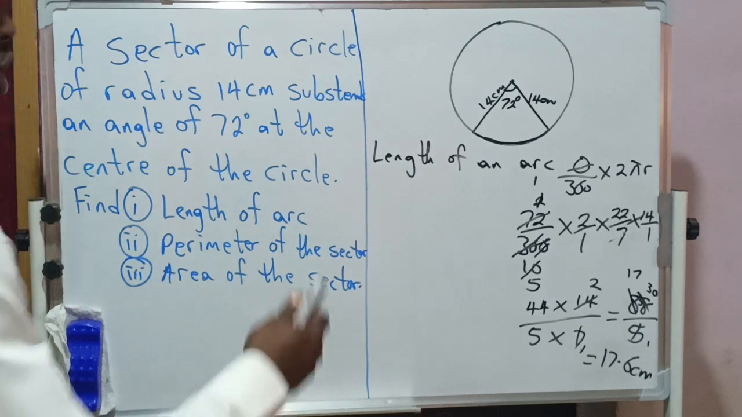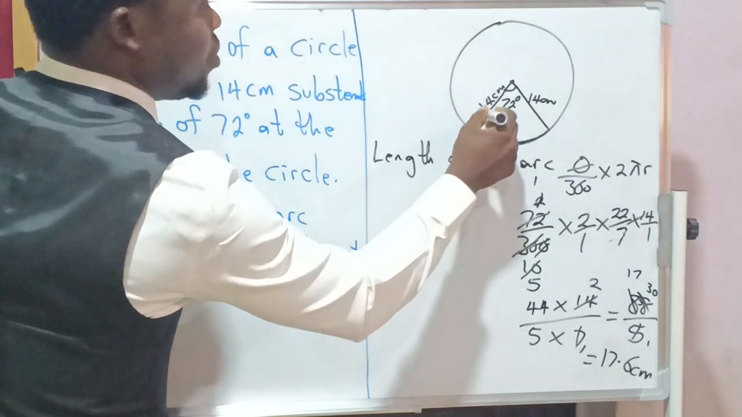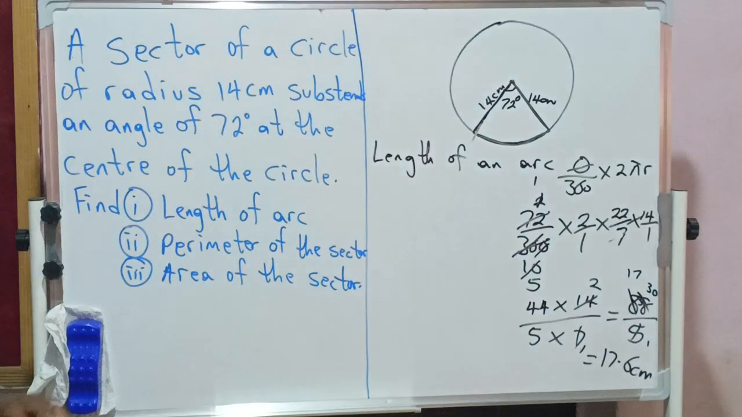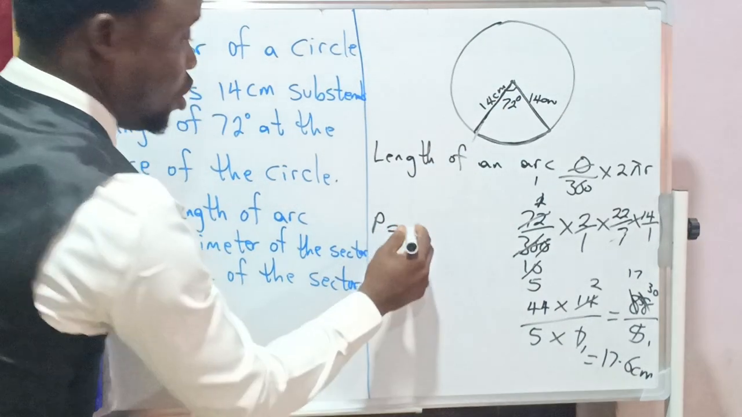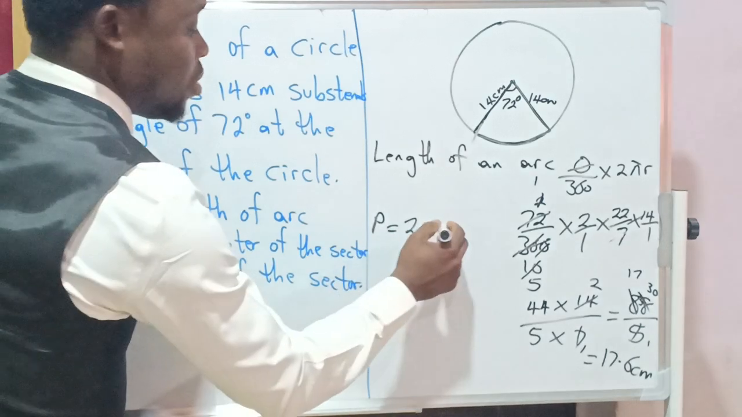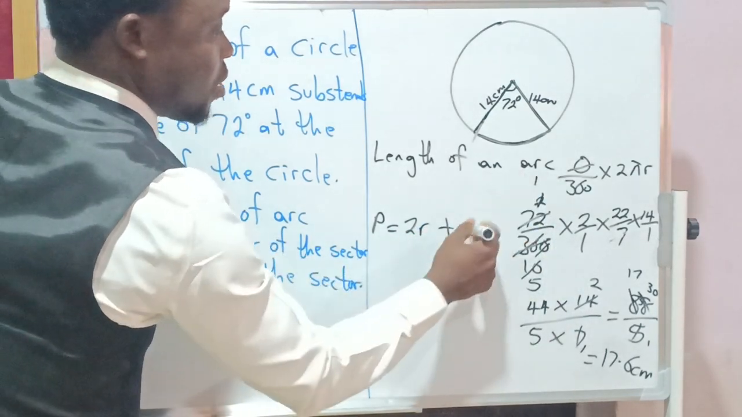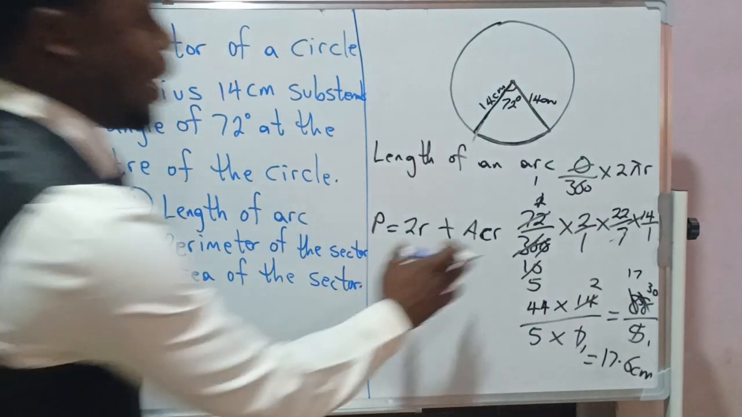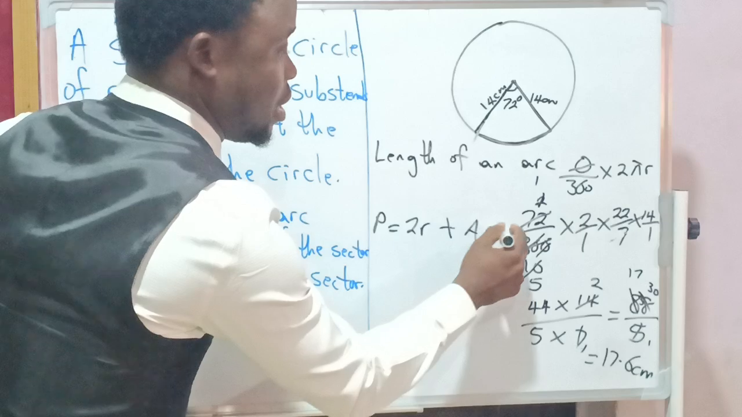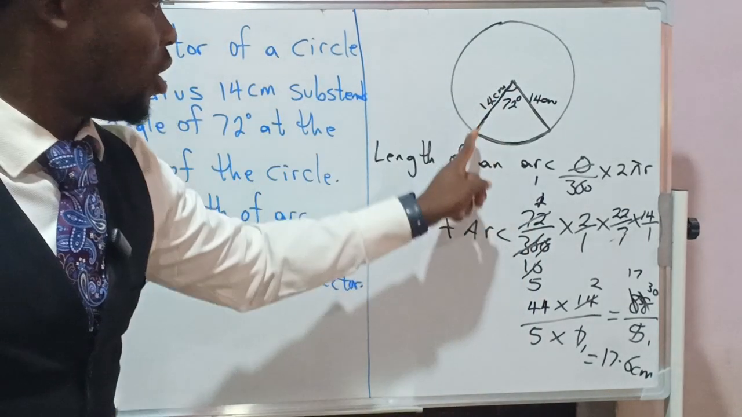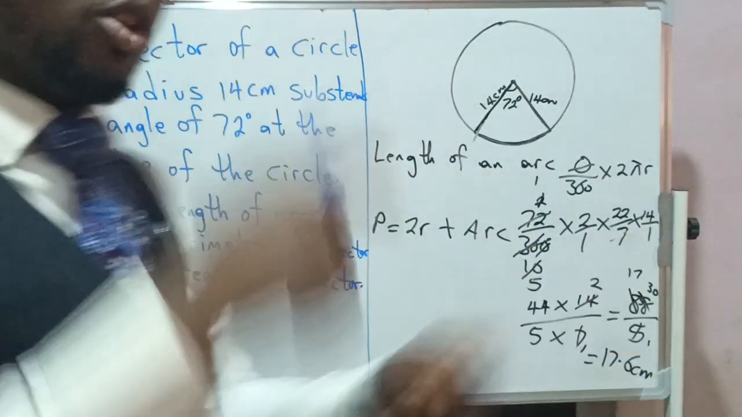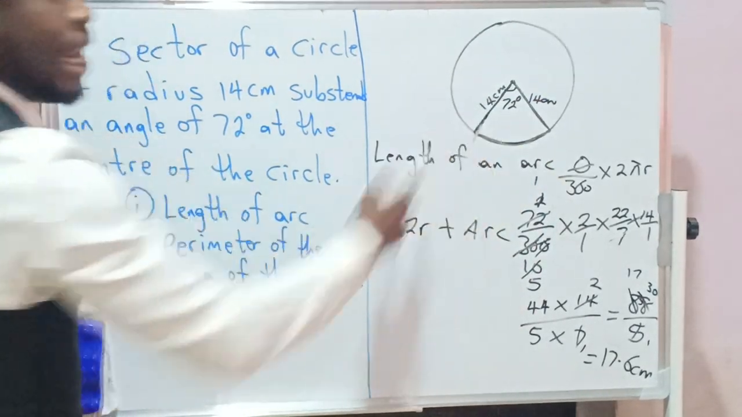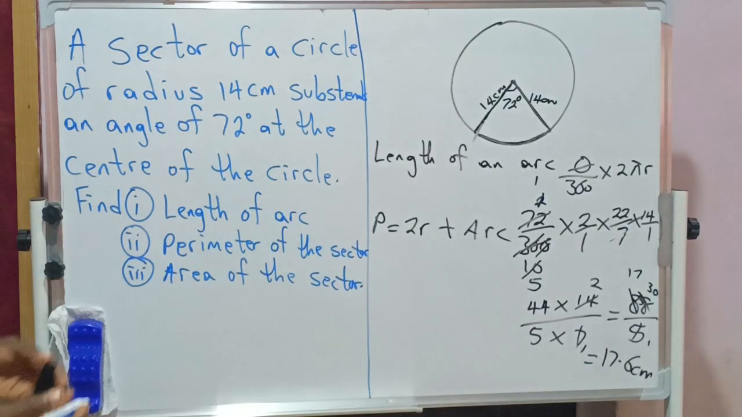Now look at the second question, it says find the perimeter of the sector. The perimeter of the sector is talking about all this line, all this boundary. The perimeter is 2 radius plus the length of an arc. Remember, perimeter is talking about the periphery of the shape. That is the formula for it: the 2 radius and then the length of the arc. That is what the perimeter of the sector actually means.